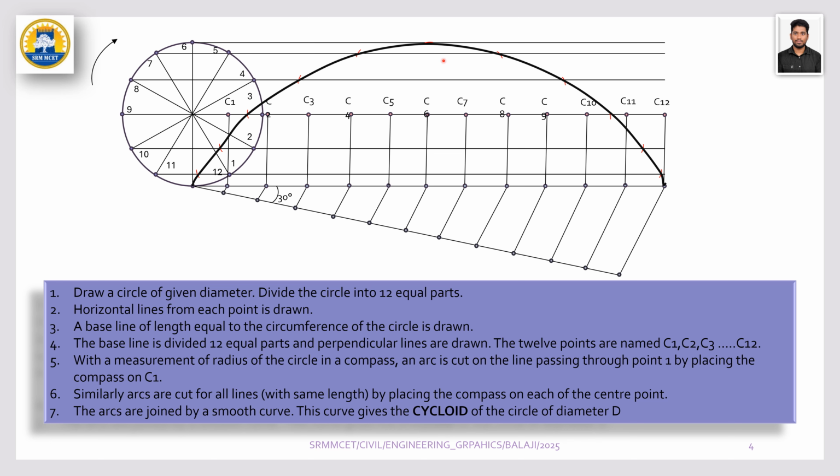After which we use an HB pencil, and we finally connect all the arcs cut by the compass, and we obtain a smooth curve, which is the path traced by the point on the circle, and the final curve is known as a cycloid. Thank you.